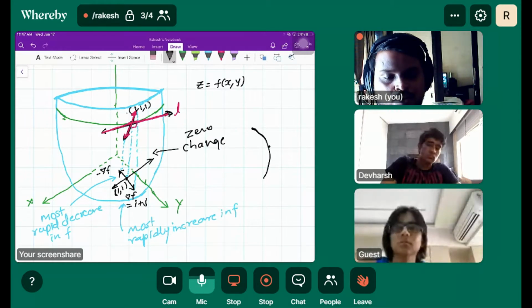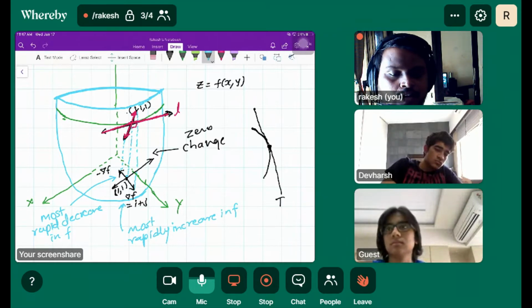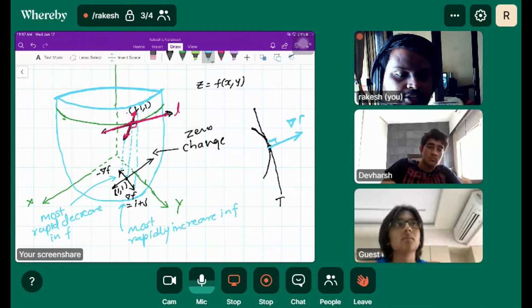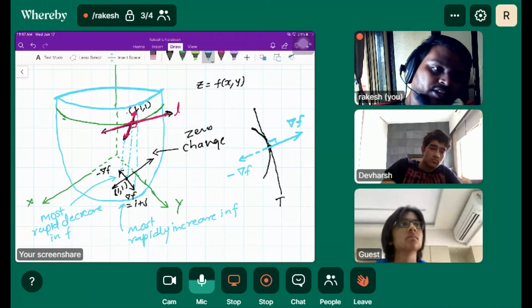So at this point, if I draw the tangent line, this is the tangent line. So our gradient vector is perpendicular to this. This is our gradient vector, and this is the minus del f. This is what the whole idea is.